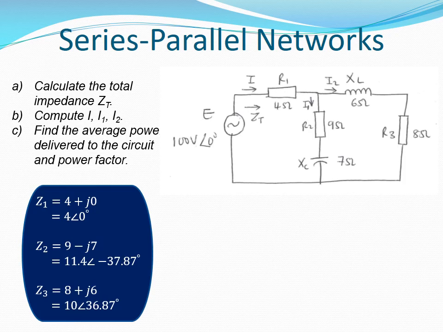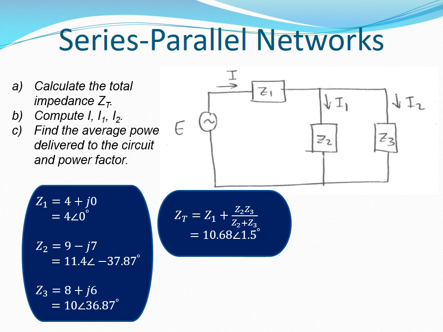We identify three branches in the network. The first branch comprises the resistance R1. Its impedance Z1 is equal to 4 ohms at 0 degrees. The second branch consists of R2 and XC. Its impedance Z2 is equal to 11.4 ohms at minus 37.87 degrees. The third branch consists of XL and R3. Its impedance Z3 is equal to 10 ohms at 36.87 degrees.